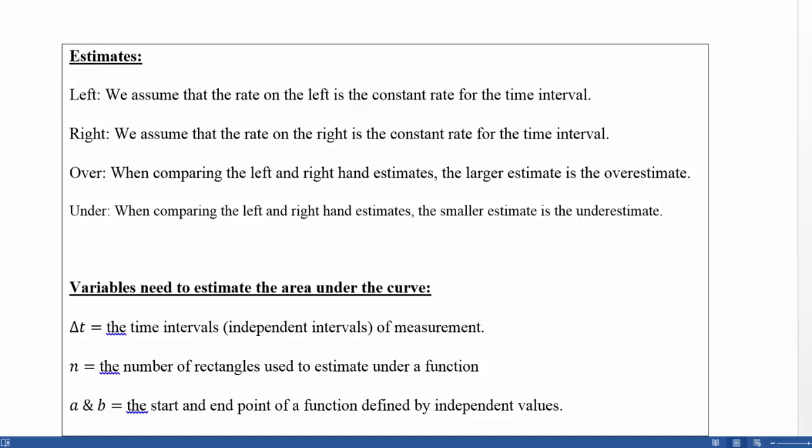It's not always the same. So whenever you're talking about over and under estimates, you have to compute both the left and the right and then compare the numbers you get.